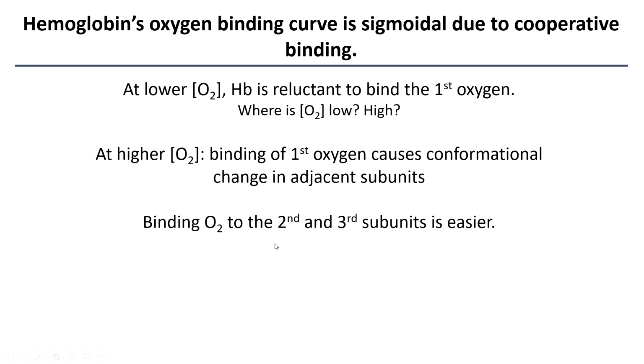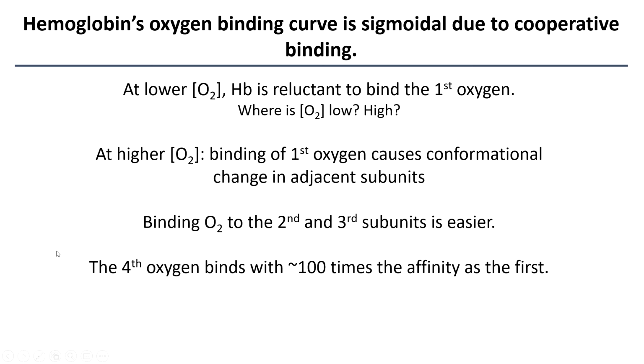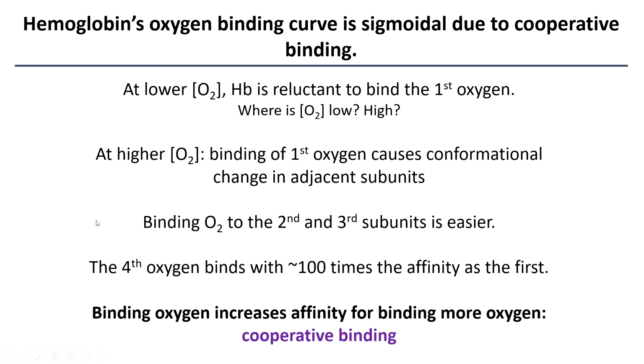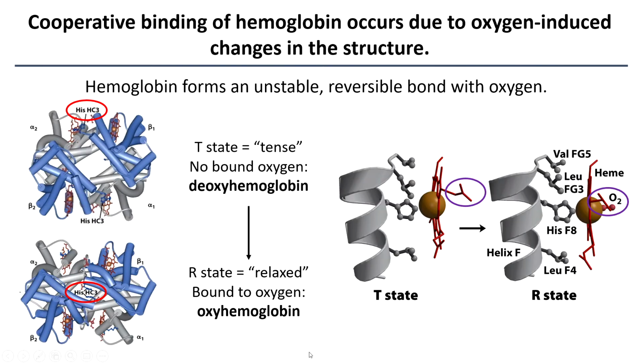Once that happens and binding to the second and third subunits is complete, that fourth subunit will bind oxygen with 100 times the affinity as when the first oxygen bound to the first subunit. So every time an oxygen molecule binds to a subunit in a single protein of hemoglobin, that makes it easier for the neighboring subunits to bind, and it does so more quickly. And so binding oxygen increases the affinity for binding more oxygen, and this is referred to as cooperative binding.